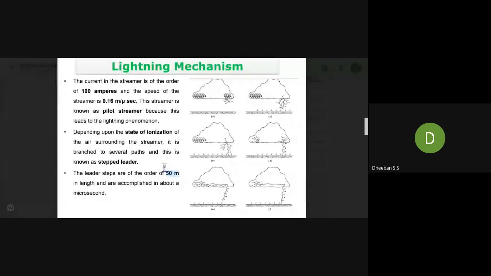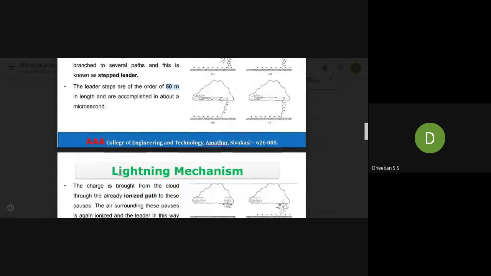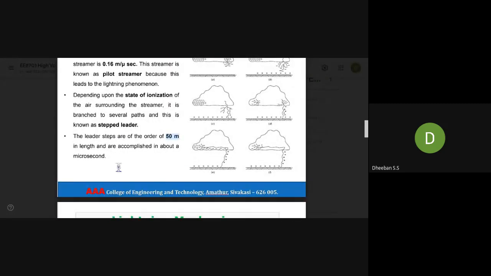The length of this lightning leader starts to increase slowly. Now it is around 50 meter. This also travels with microsecond speed.